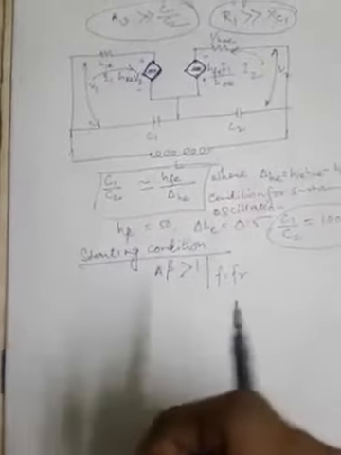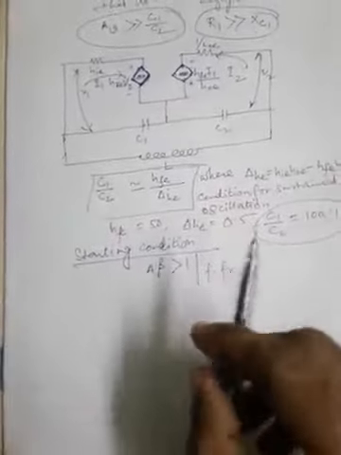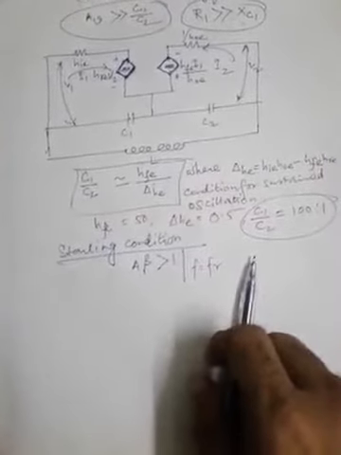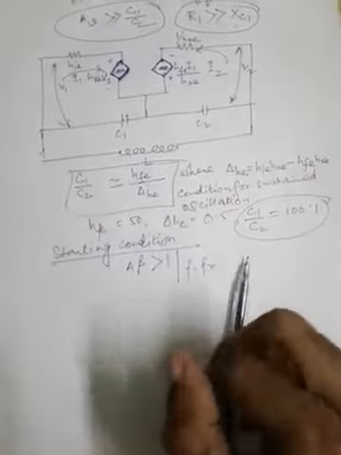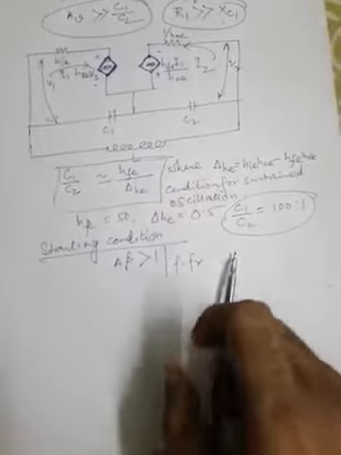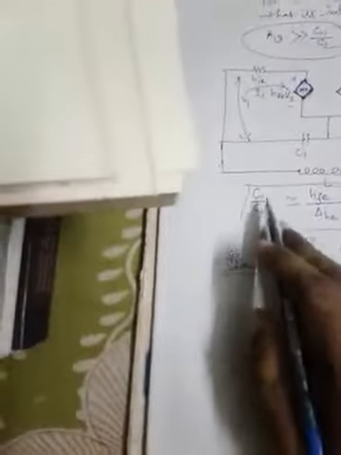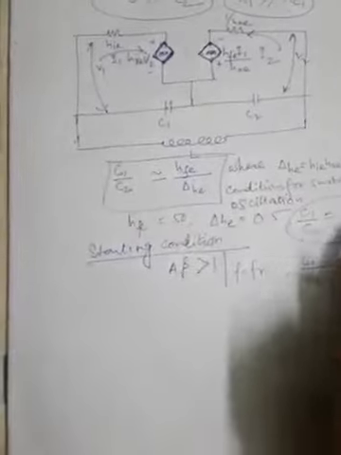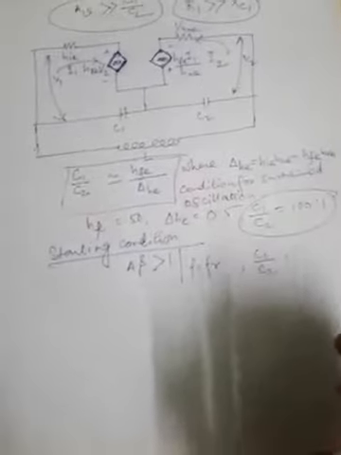From the diagram itself you can understand that the output voltage of the amplifier is taken across C1 and the feedback voltage across C2, and the ratio of C1 and C2 should be equal to beta. So whatever we have found from these empirical values, the C1 and C2 ratio of 100:1 will provide us the value of the feedback gain.